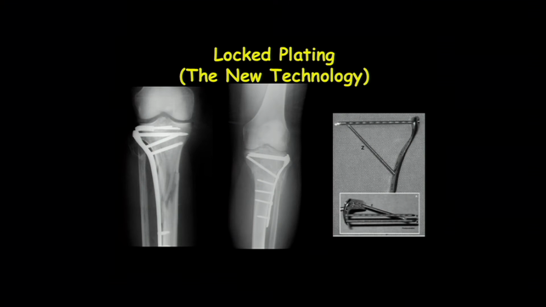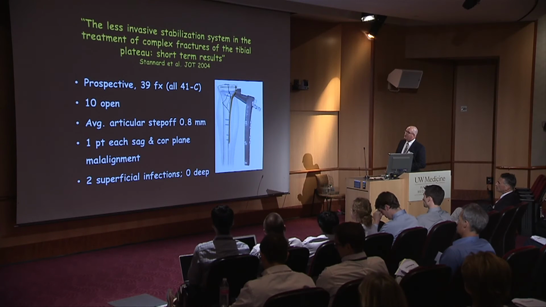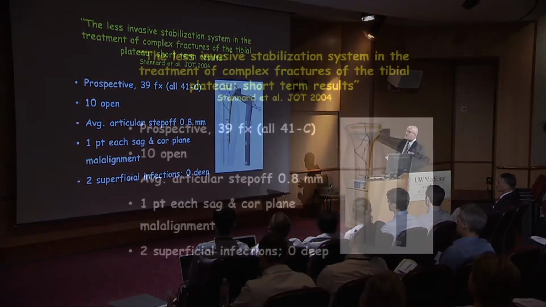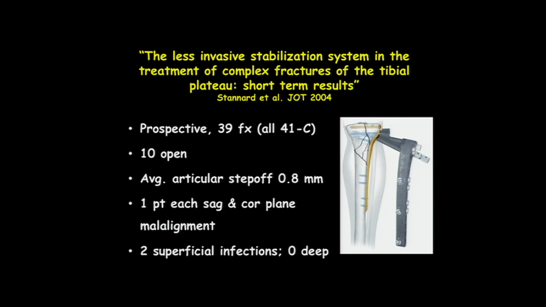So along comes our new technology, the locked plating systems around the turn of the millennium. And it was hoped that these would help us maintain our proper alignment while eliminating the increased exposure required to maintain the proper alignment. We started to have reports on this. In fact, Jim Stannard's here. This is his study. 39 injuries, 10 of them were open, and very good results at the articular surface. Less than an average of a millimeter step off, only one malalignment in each the sagittal and coronal plane, and only 2 superficial infections, in fact, pretty good results.